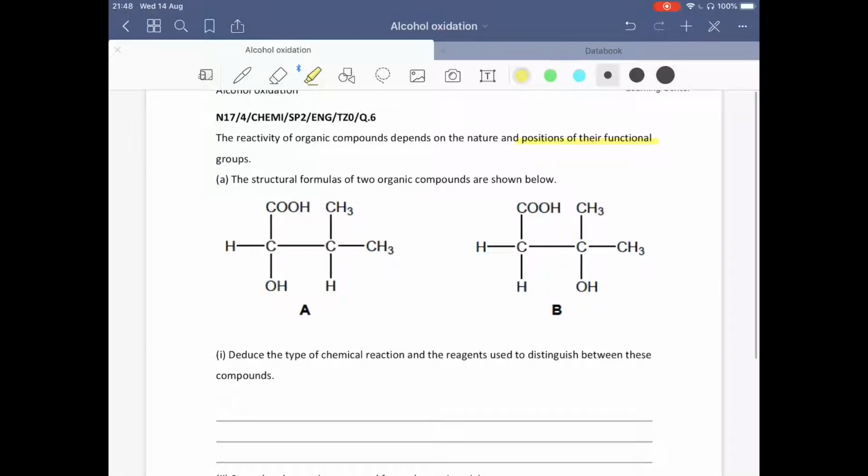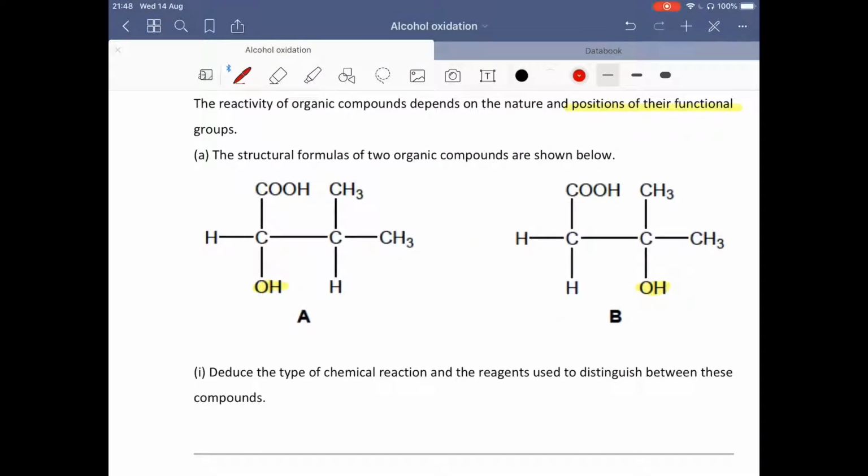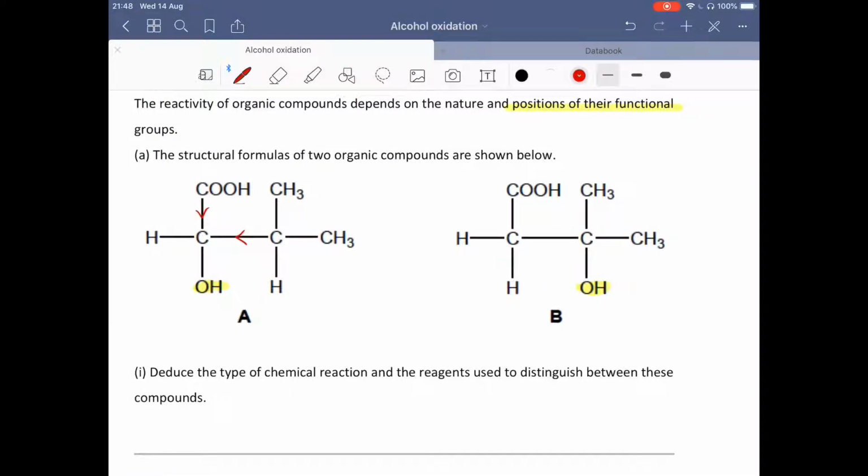So let's look at compound A and compound B. They are both alcohols. They have a hydroxyl functional group, but they are structurally different. Compound A is a secondary alcohol because there are two alkyl chains bonded to this carbon, while compound B is a tertiary alcohol because there are three alkyl chains bonded to this carbon.